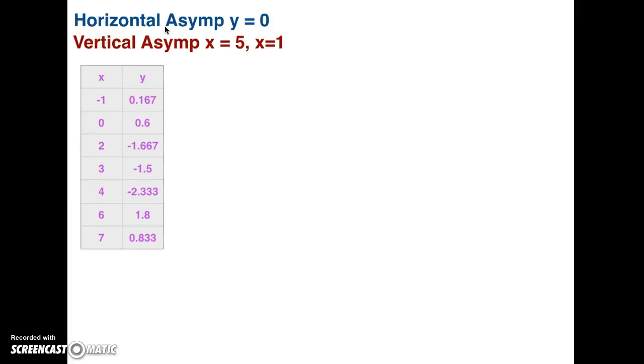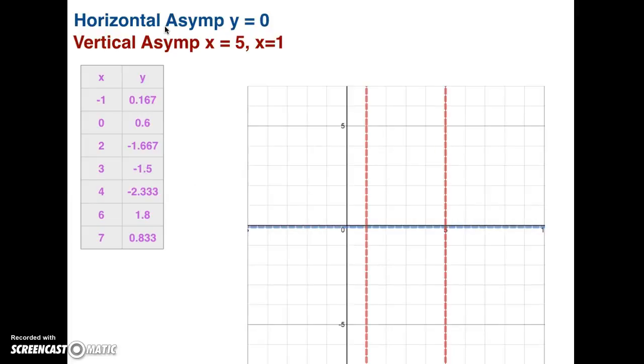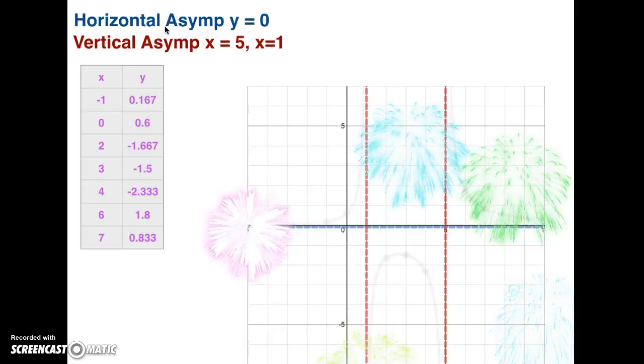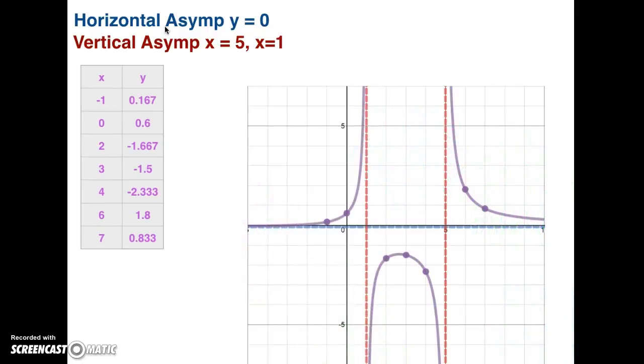The first thing that goes on our graph are the asymptotes. And then you plot all of your points and connect them, making sure that you don't cross through any of the asymptotes.